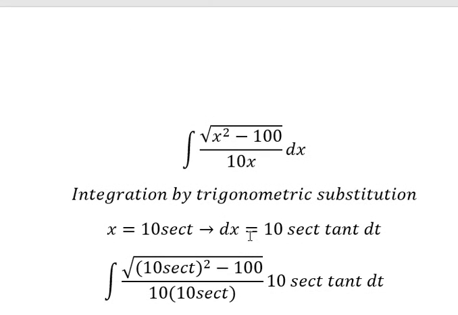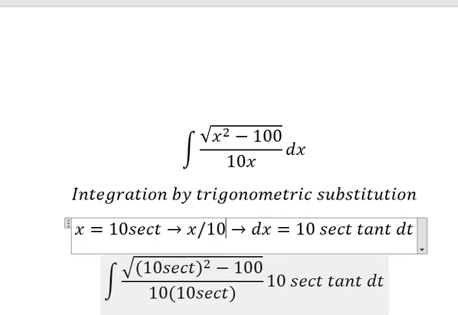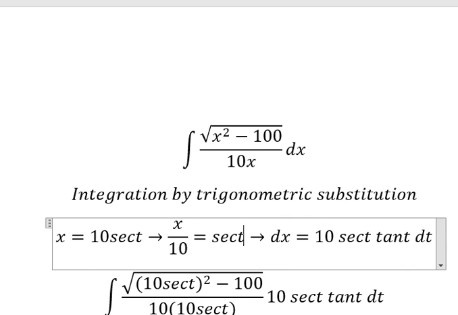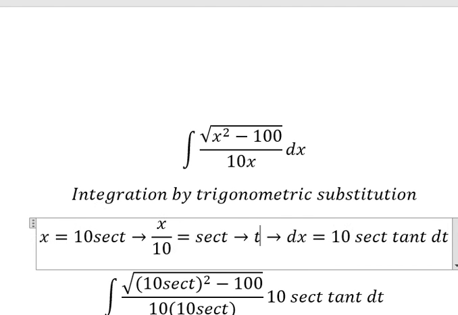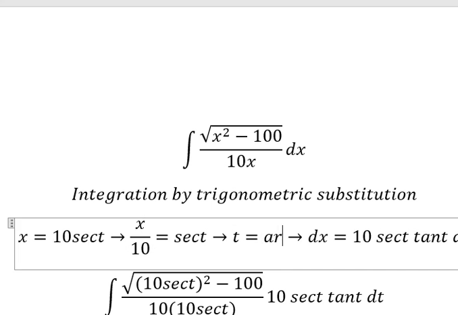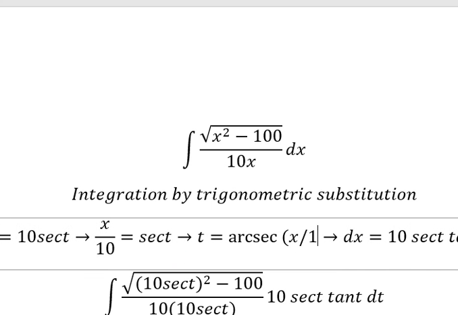About t, that is from this one, so we divide both sides by number 10. And we have t equal to arc secant of s over 10. So we put this one to replace for t.